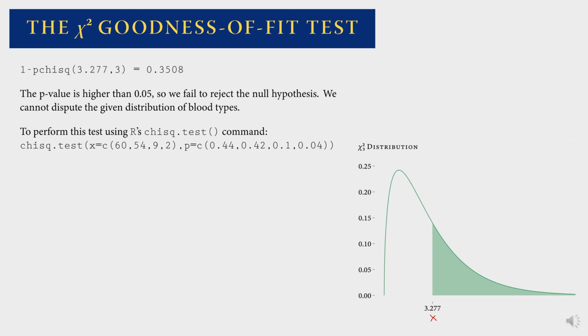We cannot conclude that the U.S. population distribution of blood types is different from what we were given. Remember, we never accept a null hypothesis, we just fail to reject it.